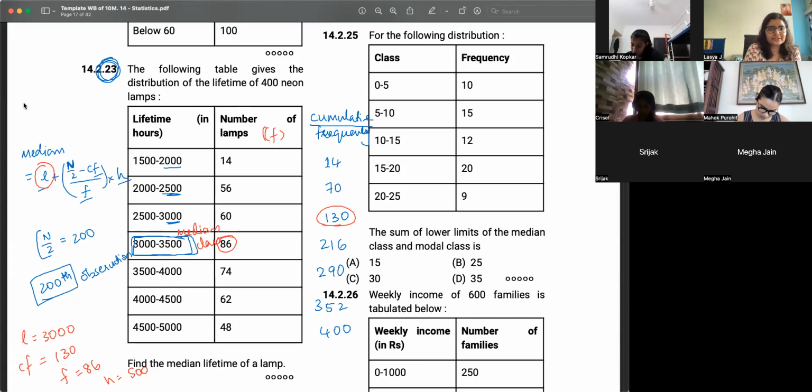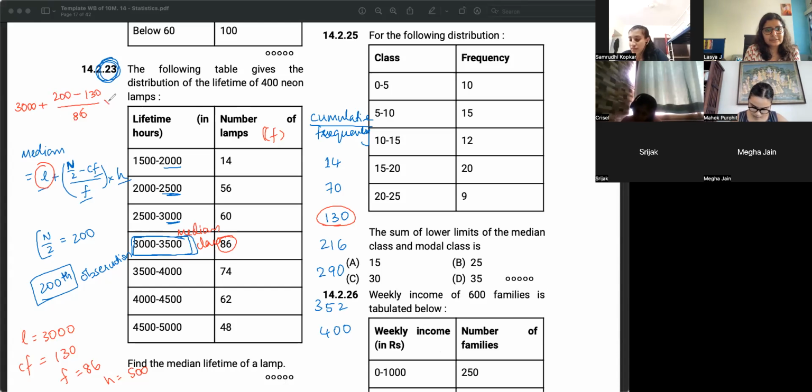So this will be your calculation. It'll be 3000 plus n by 2 is 200 minus CF is 130 divided by 86 into 500, plus 70 by 86 into 500.